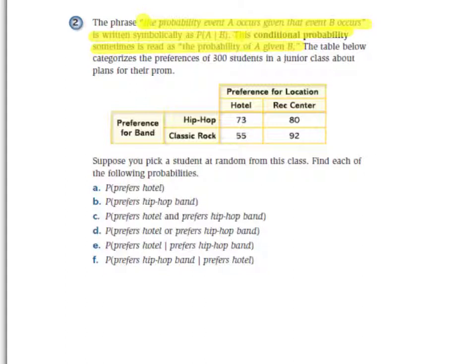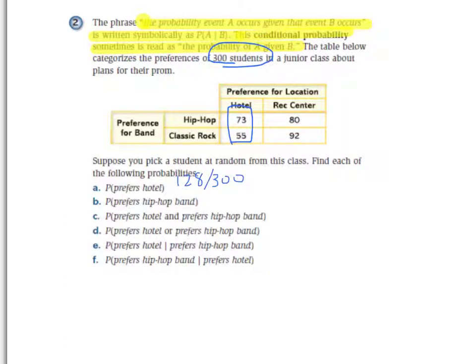This story tells us that the table below categorizes the preferences of 300 students about their plans for prom. Suppose you pick a student at random from the class. Find each probability. A. They prefer hotels. So all of these students prefer hotels. That would be a total of 128 people out of 300 that prefer hotels.